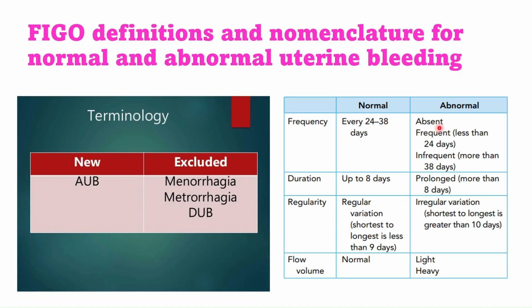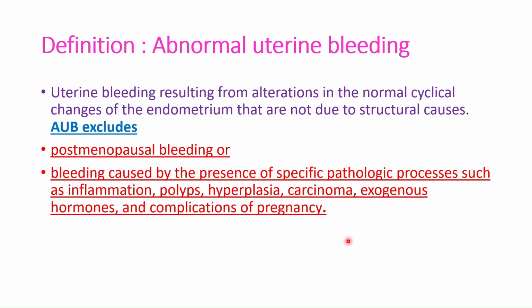Frequency, suppose if it is absent or frequent, which is less than 24 days, or infrequent, more than 38 days. Duration up to 8 days is normal, more than 8 days is prolonged. Regularity includes variation, but shortest to longest is less than 9 days. Irregular variation includes shortest to longest is greater than 10 days. Flow volume, if it is light or heavy, which is included in abnormal uterine bleeding.